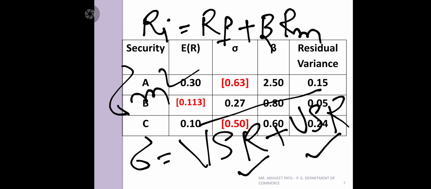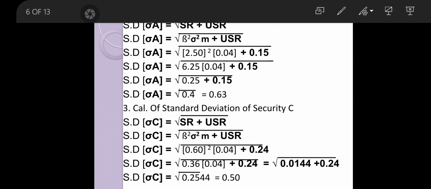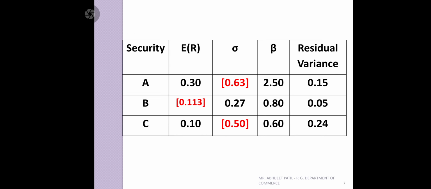Once we find out the market variance, we get the systematic risk of A and C, and with the help of the unsystematic risk, we total them and take the root to get the standard deviation of A and C activities only. So that's why, with the help of security B's information, we can calculate the standard deviation of A and C.